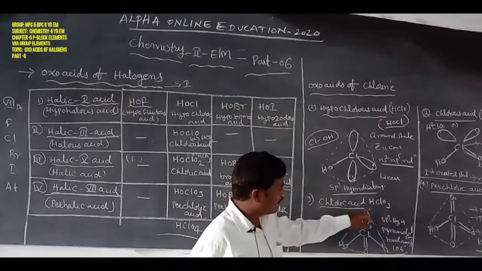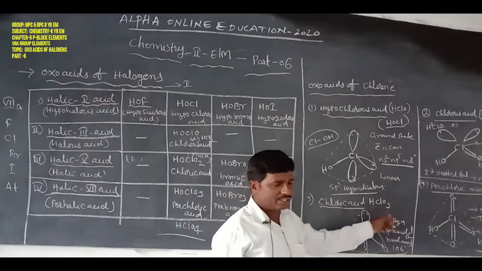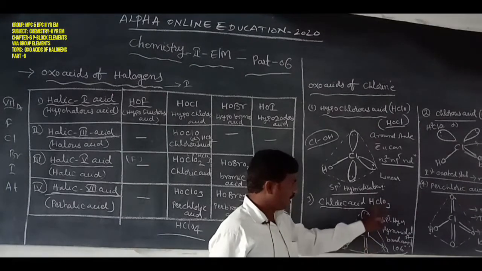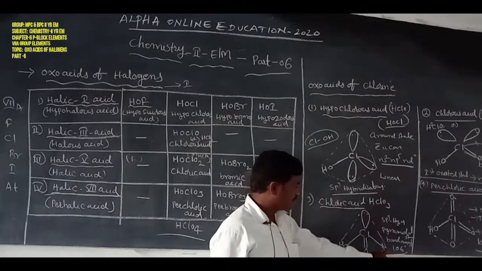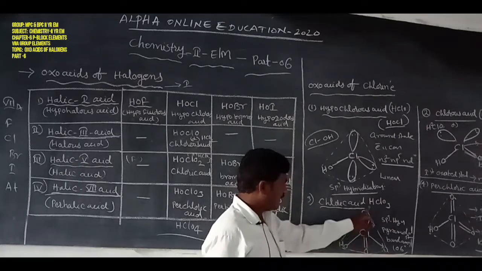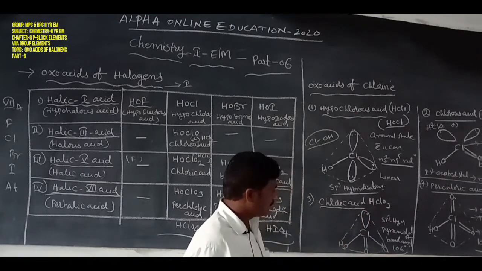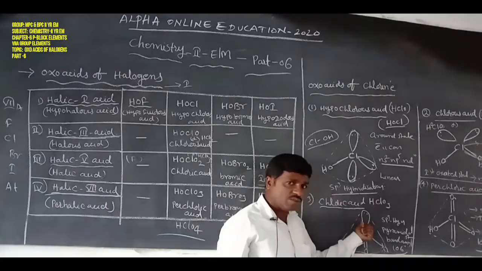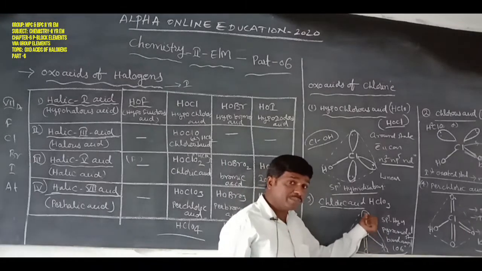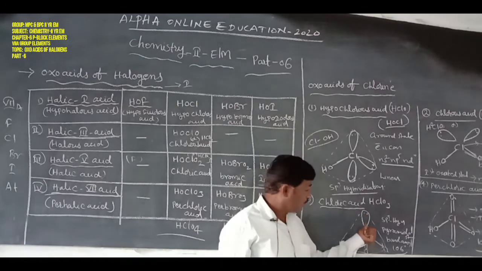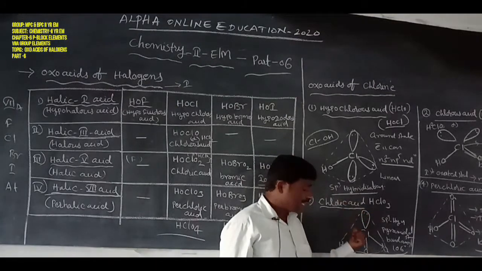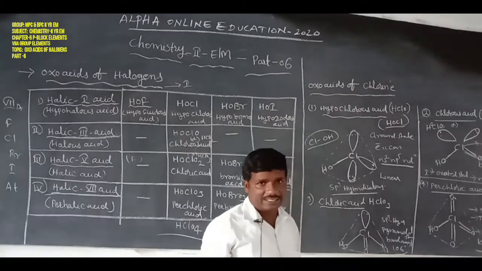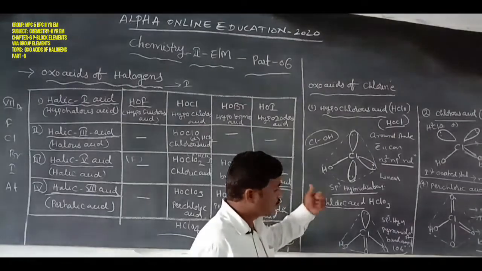Chloric acid has the general formula HClO3. Here chlorine is the central atom, with 3 oxygen atoms, 1, 2, 3, and 1 hydrogen atom. The central chlorine atom undergoes sp3 hybridization. There is 1 lone pair of electrons in place of a bond pair, so chloric acid has a pyramidal structure. The bond angle is 106 degrees.